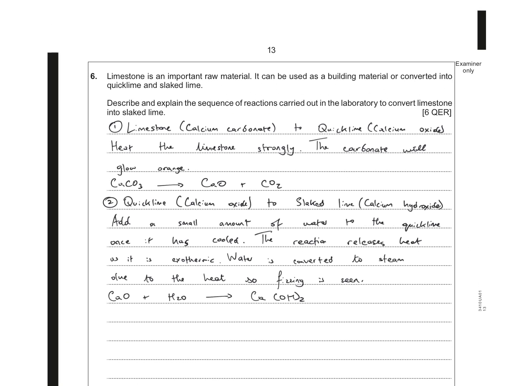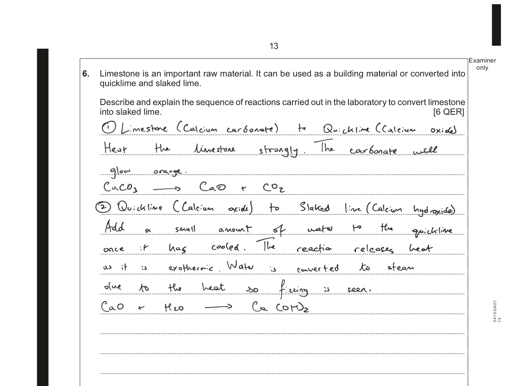This is a triple only question. So if you're not doing triple, you can look towards the next question. Limestone is an important raw material. It can be used as a building material or converted into quicklime and slaked lime. Describe and explain the sequence of reactions carried out in the lab to convert limestone into slaked lime.